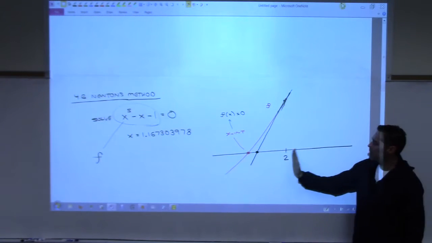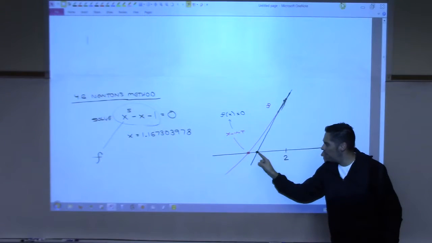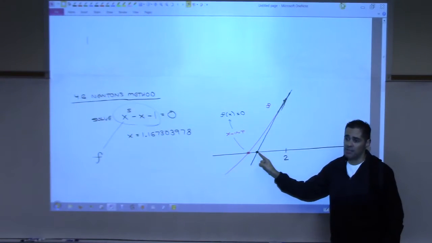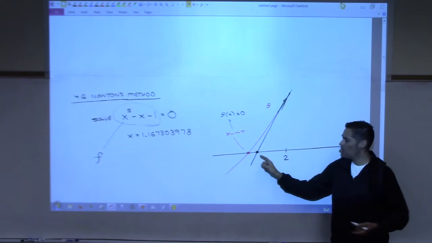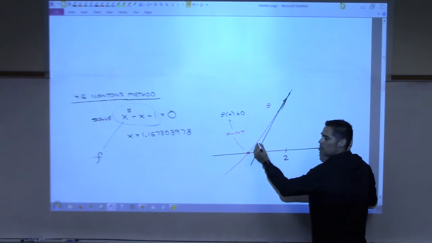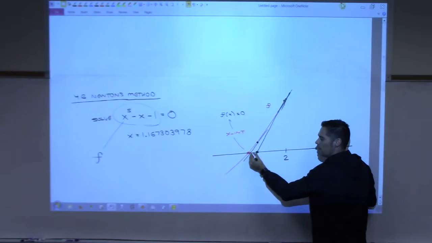Okay, so pick some random point, go up, draw your tangent line, and then figure out where the tangent line hits the x-axis. And then repeat the process. Go up again, draw a tangent line. So you're just taking their derivative.